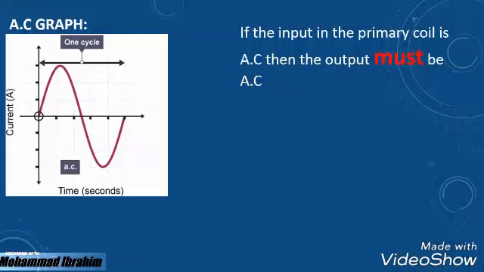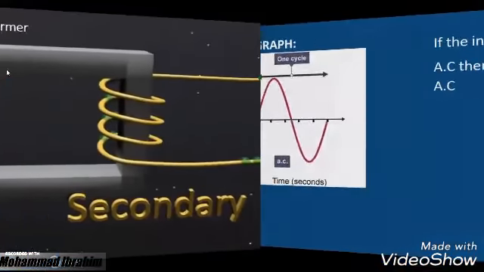If the input in the primary coil is AC, alternating current, which is all the time because the transformer never works with direct current, and there are two types of current obviously, then the output must be AC. It can never be DC unless you apply a diode. That's another topic. So this is the AC graph. This is one cycle. This is a sine wave of the alternating current, time in seconds, and current in amperes.